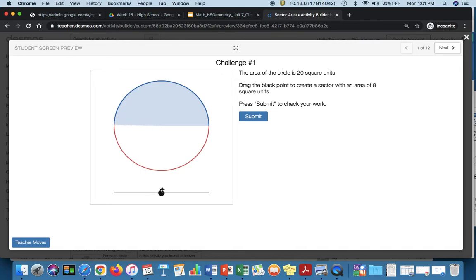So here they might think that 10 is half, so let's go a little bit less. And they can click submit to see how close they got. It looks like I got it correct. I wonder how rare that is, that it's perfectly correct.